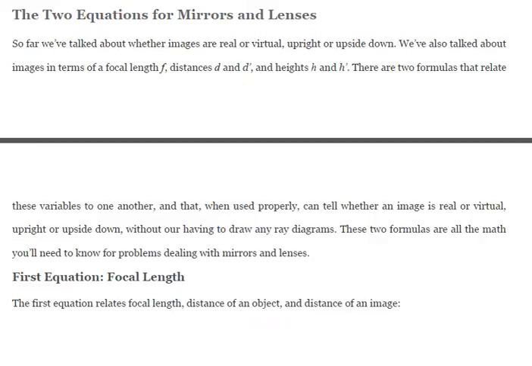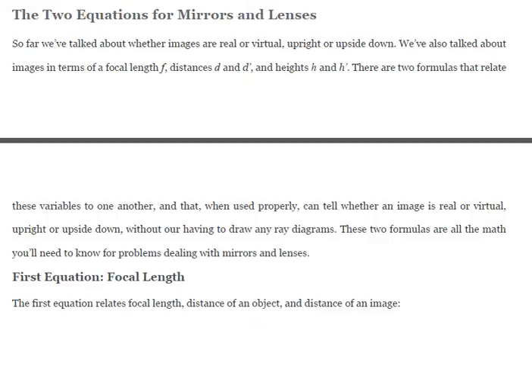So you could just keep going on doing ray diagrams, hoping that everything is exactly parallel to the principal axis and that you're getting everything set up just the right way. But for those of us that are a little more into equations, there are two formulas that relate all of these variables to each other. And if you use them properly, you can tell whether an image is real or virtual, upright, upside down, and you won't ever have to draw another ray diagram. Well, actually we will when we get to lenses, but once we get through that, if you don't like to do it, you don't have to do it.